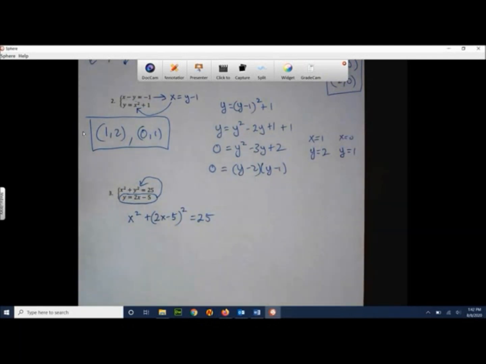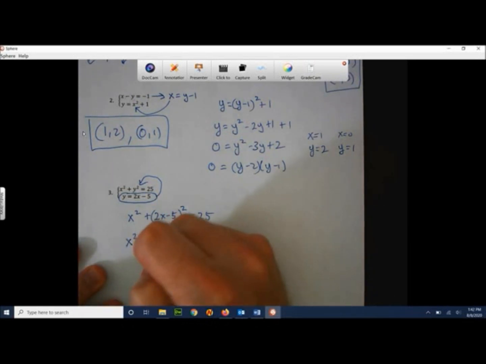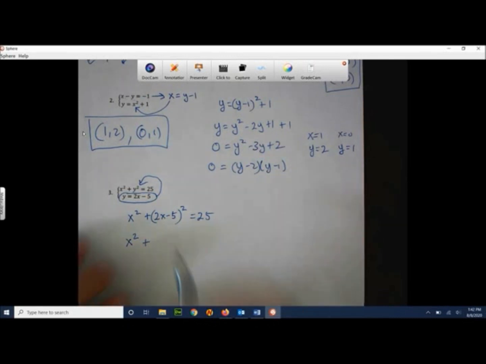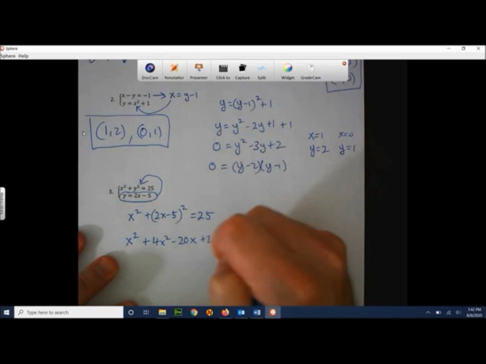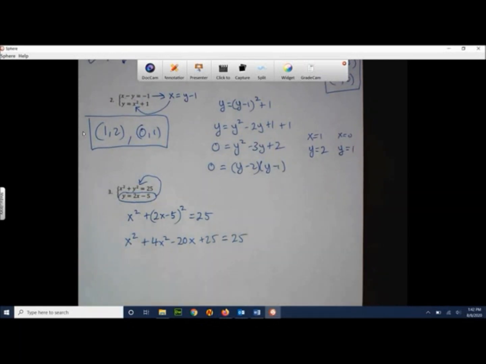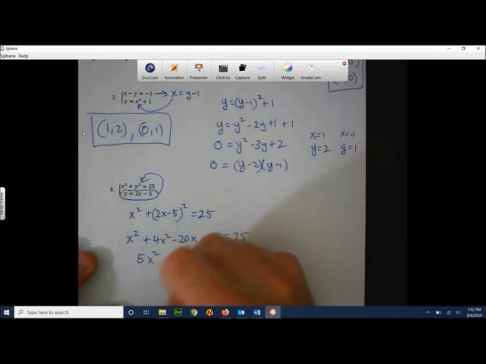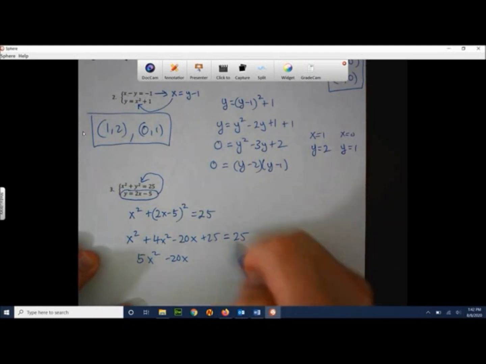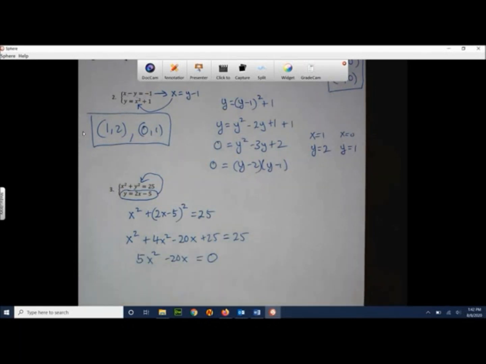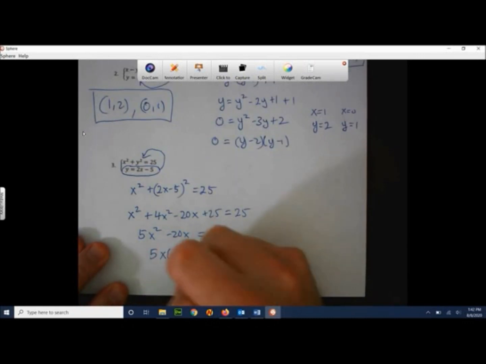Again, be careful about expanding this out. Write down 2x minus 5 times 2x minus 5 and write it all out. To save a little time, I have a shortcut formula that we did talk about earlier in the semester. I'm just going to use the formula. This is 4x squared minus 20x plus 25 equals 25. Combining my like terms, I get 5x squared minus 20x. And at the same time, I'm going to subtract 25 on both sides. Both happen to reduce out. I get 0. Factor. 5x times x minus 4 equals 0.